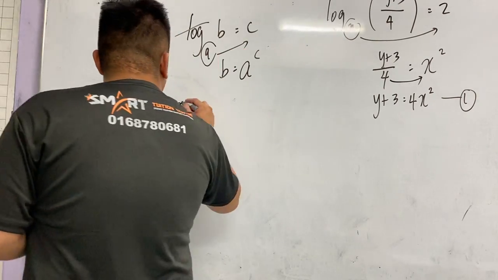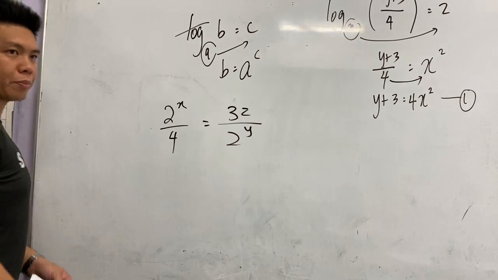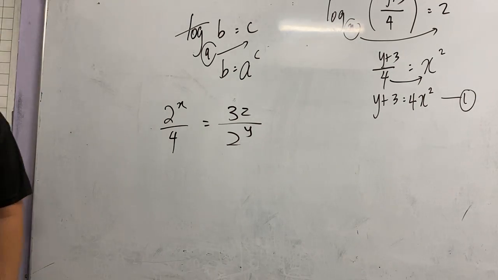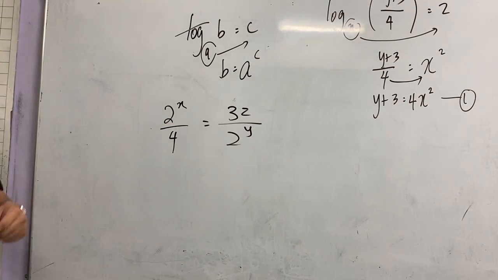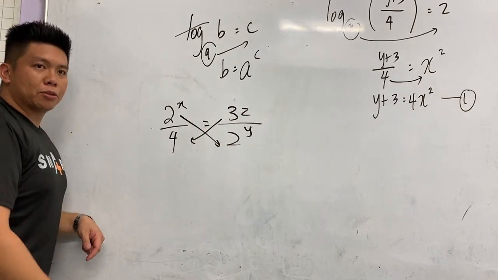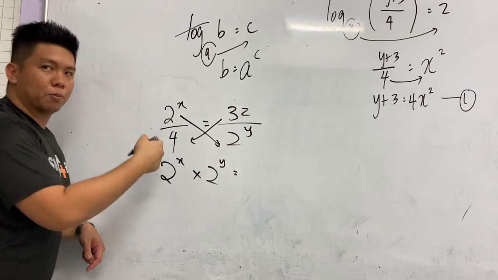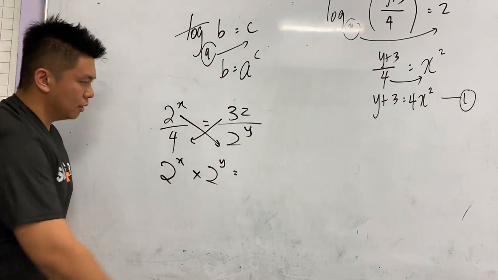You have 2 to the power of X over 4 equals 32 over 2 to the power of Y. If you have a fraction on both the left and right, have you learned something called cross multiplying? Okay, 2 to the power of X times 2 to the power of Y equals 4 times 32. Press for me, what do you get? 4 times 32, 128.